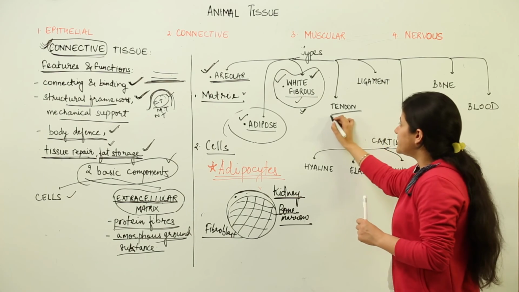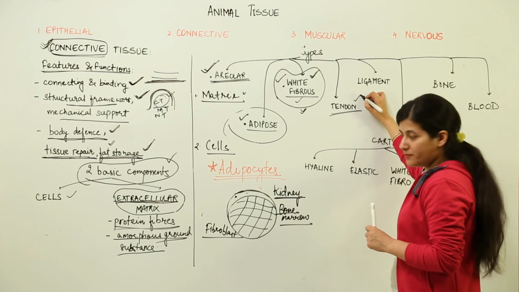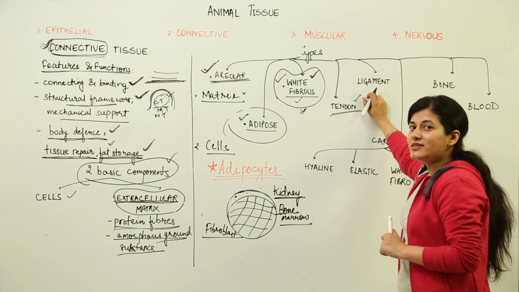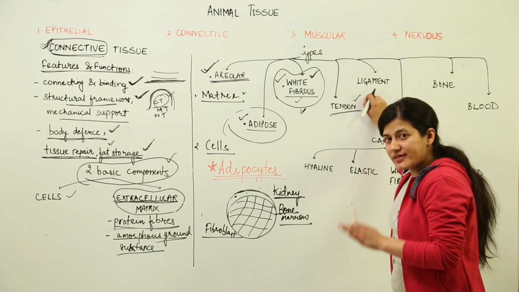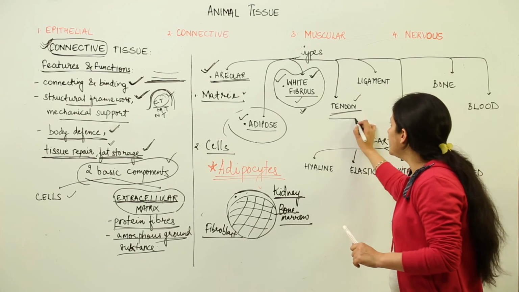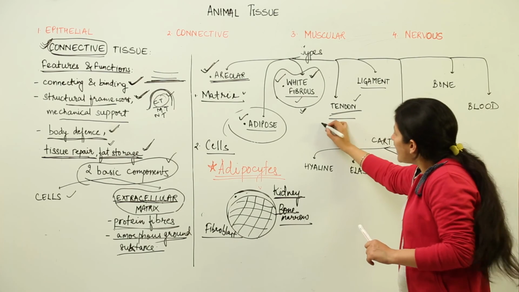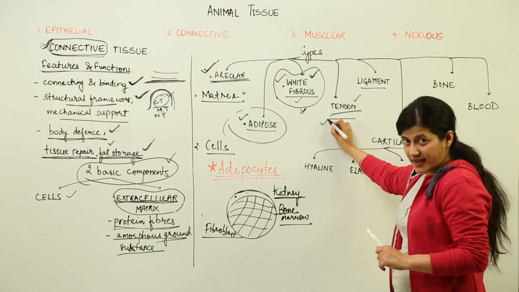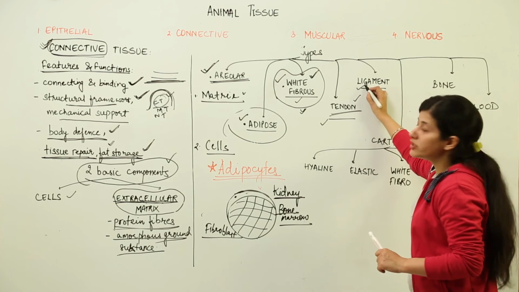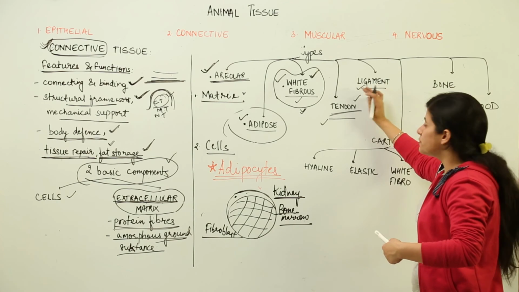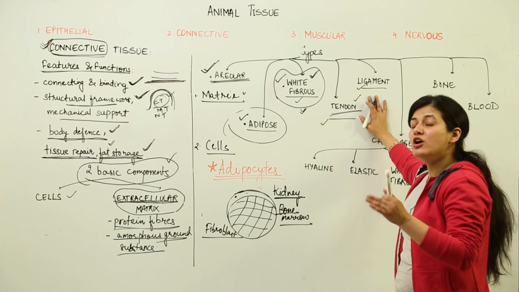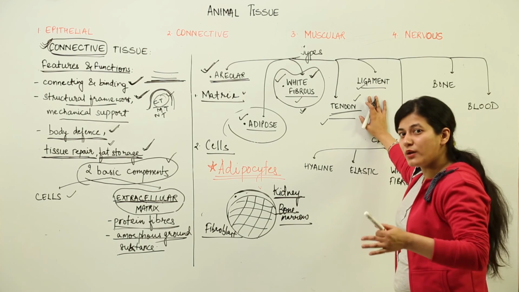Then we have tendons. Tendons, as you must know, join a bone to a skeletal muscle, and it is not movable. Then we have ligament. It has more collagen fibers, hence not movable. Ligament joins bone to bone, easy in movement. So a bone to bone joint would have more yellow elastin fibers, that's why it is movable.